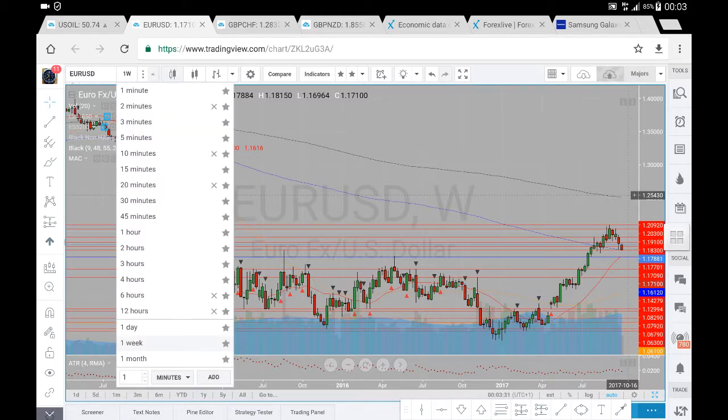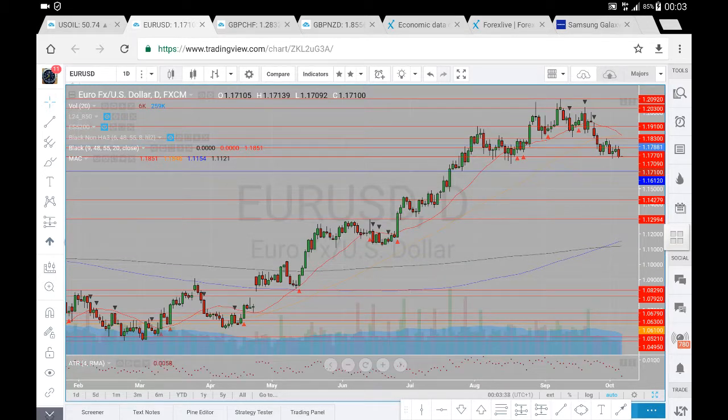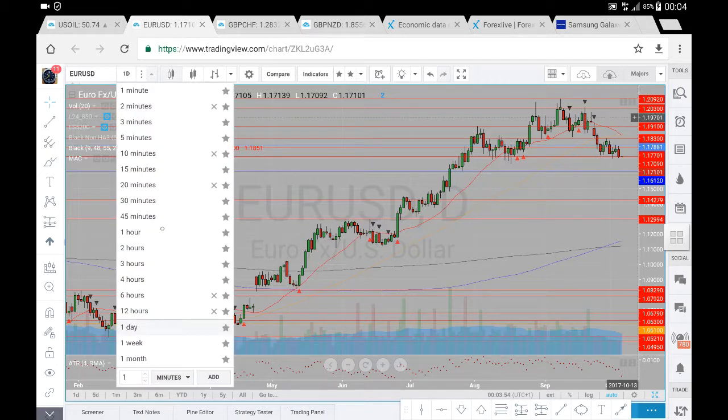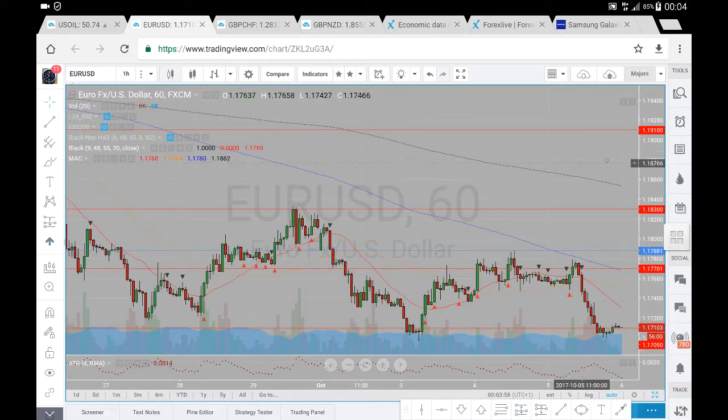So if I go down to, say, I don't usually use the dailies a lot, but I'll just go down to the dailies, see if there's anything interesting on the dailies. Again, on the dailies, it's just symptomatic of weakness, really. We're trading below the 50 period moving average on the daily. So let's just go down to the execution time frame, which is the hourly, or possibly even lower. So let's have a look at the hourly and see what's happened today.